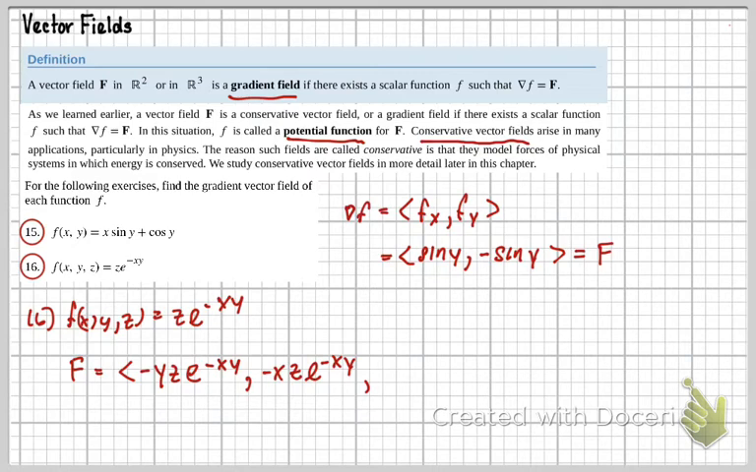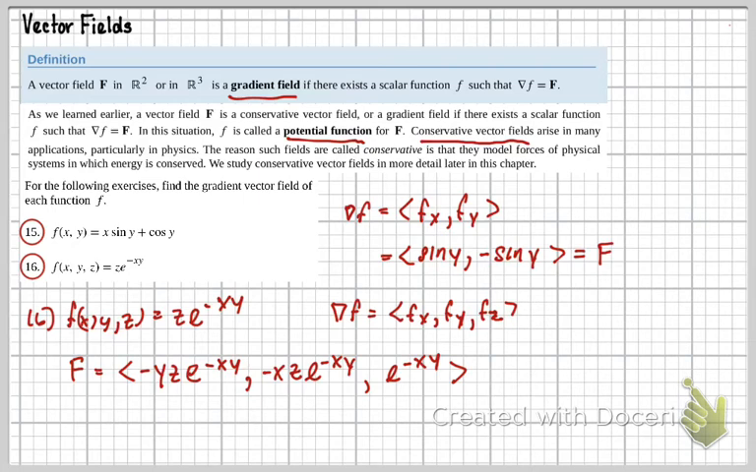And the last one's going to be f_z. For this one, just to give you a heads up, this is going to be f_x, f_y, f_z. That's what we end up with on the end there. So this has three components because it's f of x, y, z. Okay, so then for the last one, the z component is just going to be e to the negative xy. So there's our new gradient vector field.